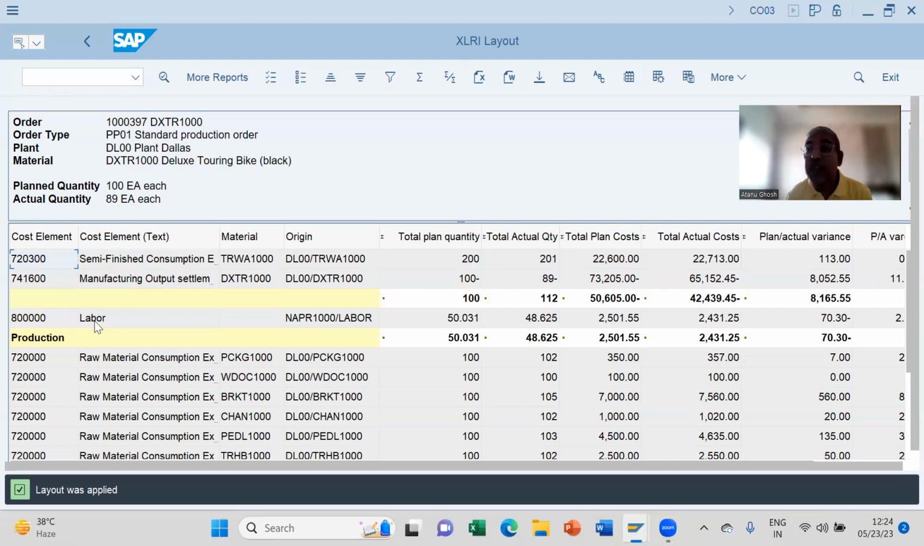The labor may go on leave. There may be leave without pay. So actually how much you are going to pay to the labor is not possible to be known for that particular production order. It is only possible to be known as a lump sum total.